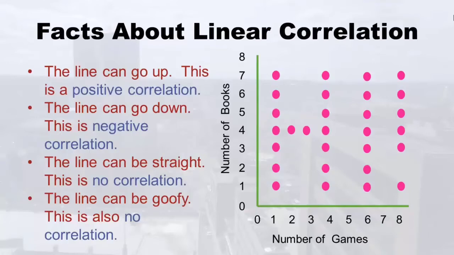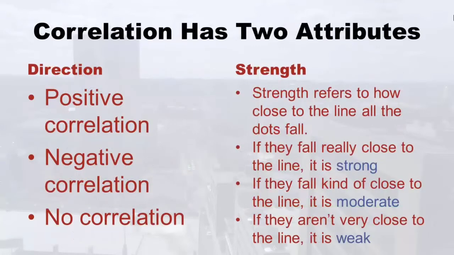All right. So we've been talking about correlation, and it actually has two attributes. So far, we've only talked about one, and that is direction. We talked about positive, negative, and no correlation. So whenever you're talking about a correlation, you have to say what direction it is. But you also have to say the other thing, which is what strength it is. So now we're going to talk about how you figure out what the strength is.